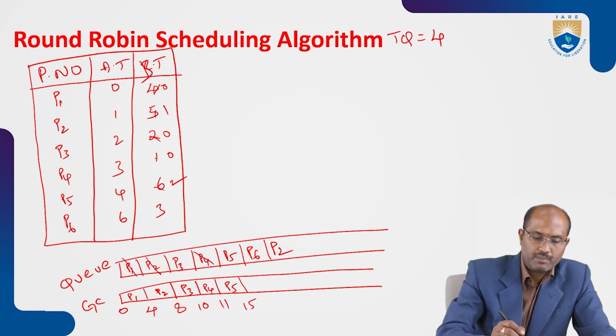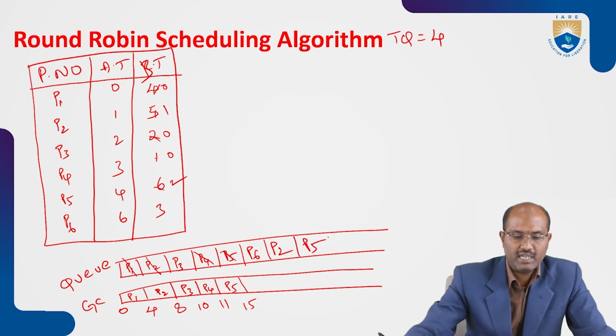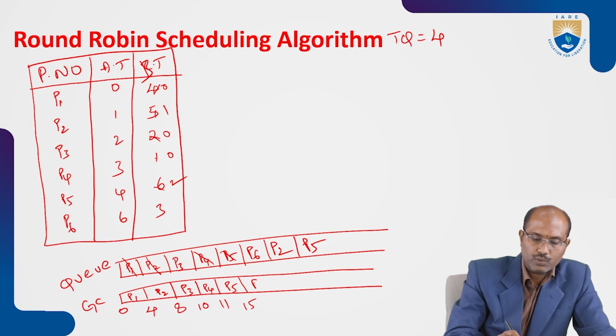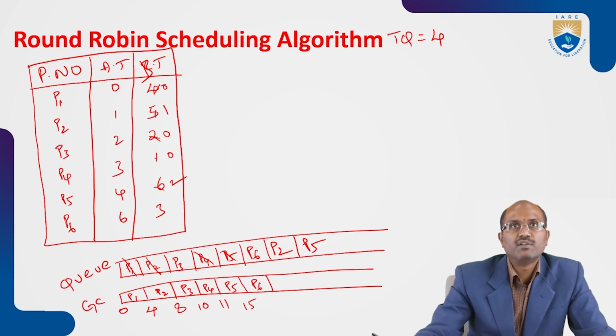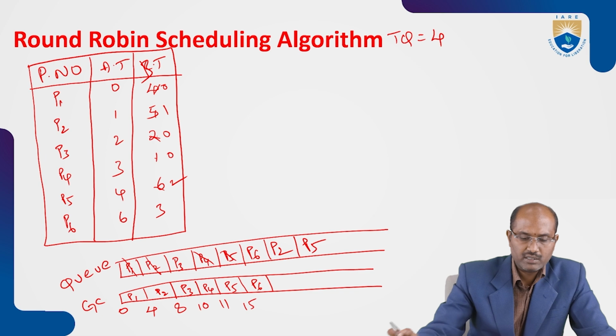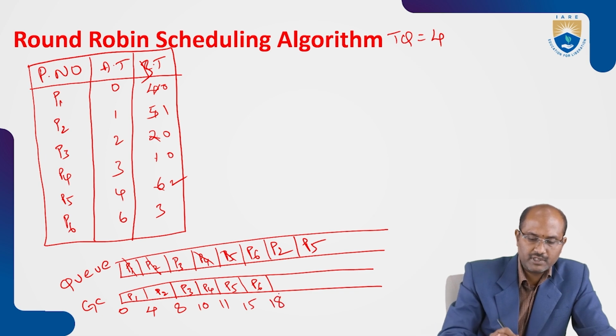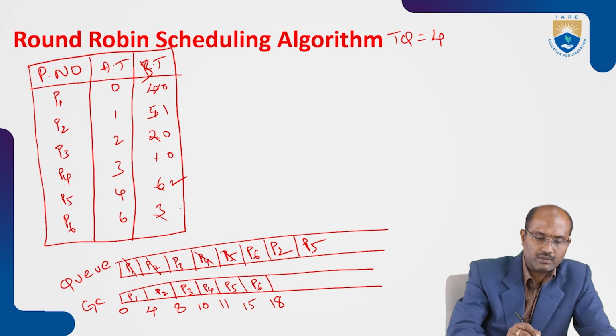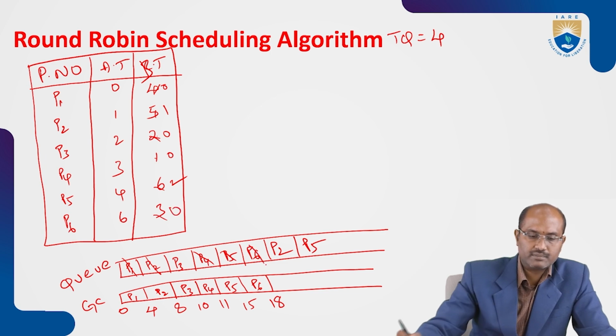So P5 is completed here, again entered into the queue because P5 has 2 units of time left. Next P6 entered into the queue and executed. P5 completed 15 units of time. So P6 entered into the CPU and executed 3 units of time, so 18 units of time. P6 completed. So P6 becomes 0.